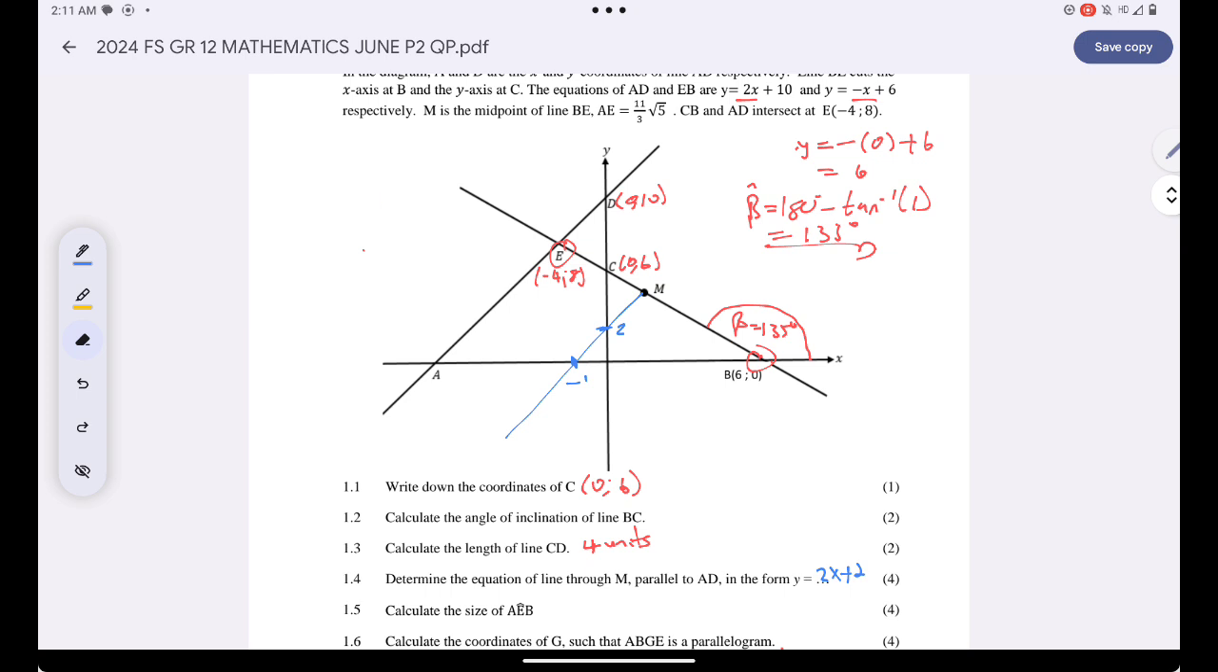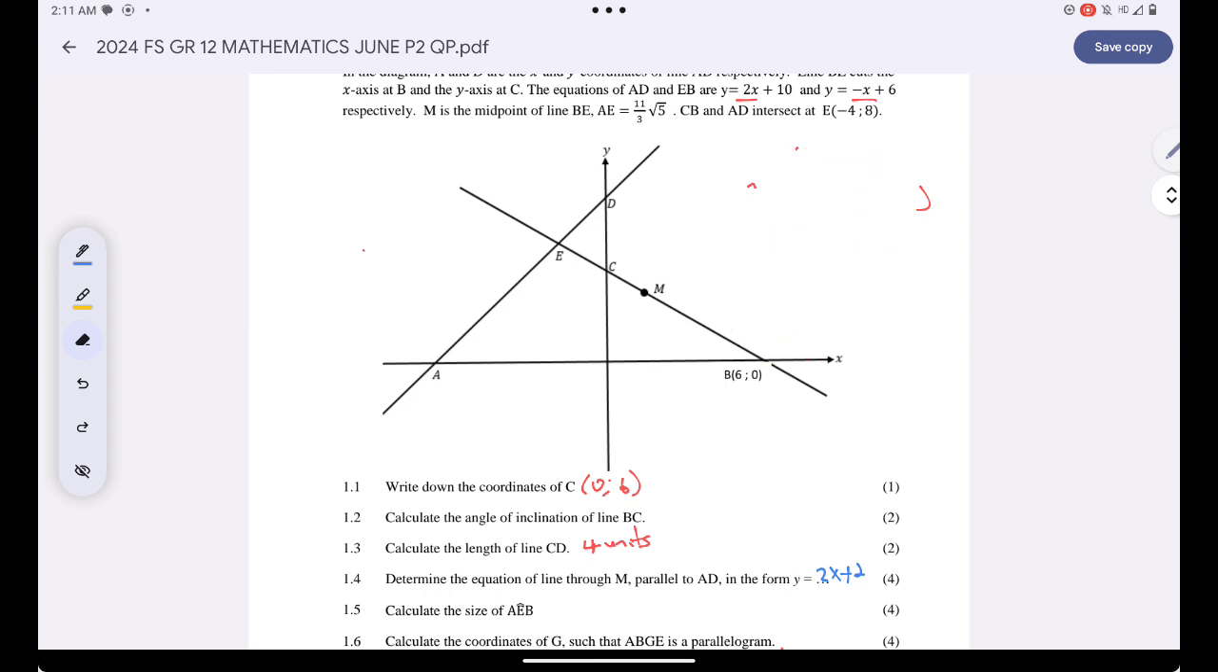AEB is an angle between two lines. So all we need to do is to just subtract the two inclinations. This is 135 degrees. I call this beta, right? If I can call this inclination theta, and then this is the angle that I want, AEB, right?